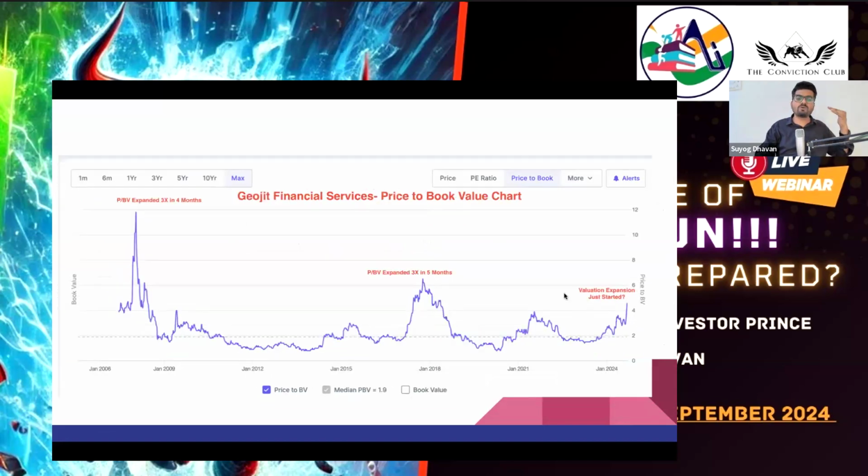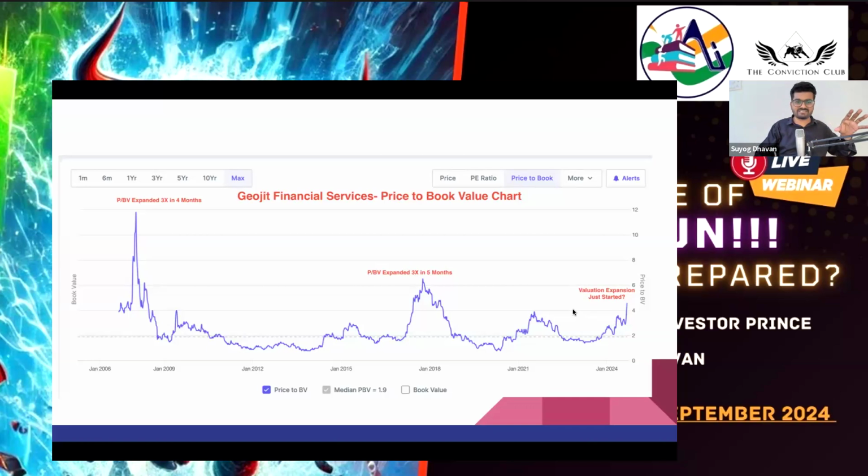One more chart is Geojit Financial Services. Before the 2018 fall, the price to book expanded. The stock became a multi-bagger, 3x in 5 months. Same happened before the 2008 fall. Once again, the valuation expansion has started, and this has created a cup and handle breakout on the price to book chart, which means that the valuation expansion cycle has just started. And this is giving me a clear indication.